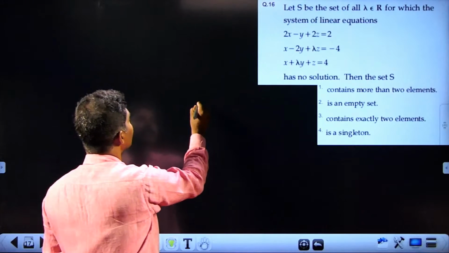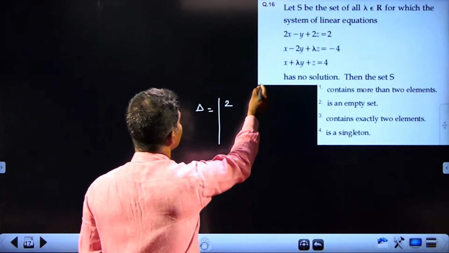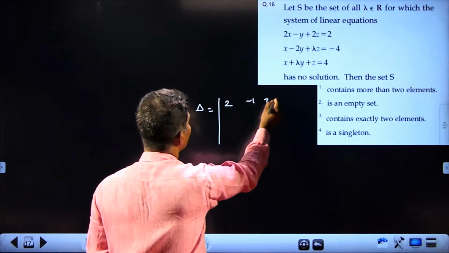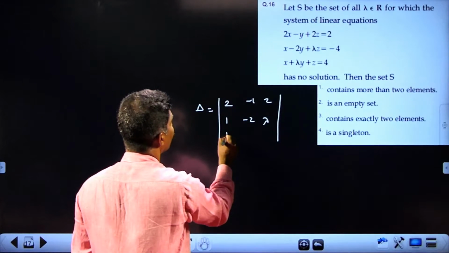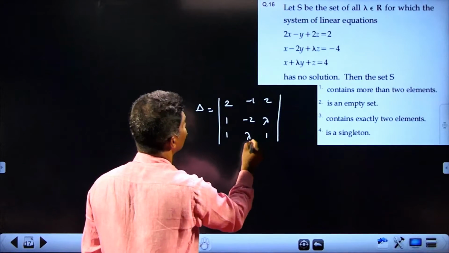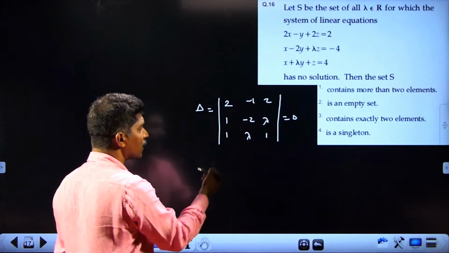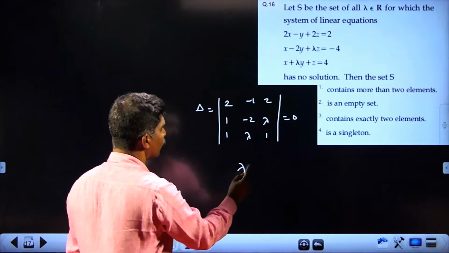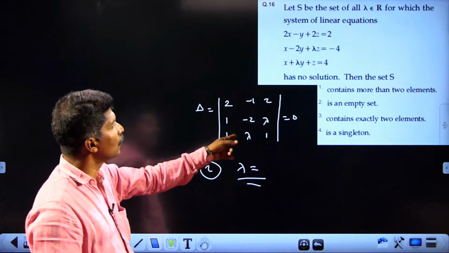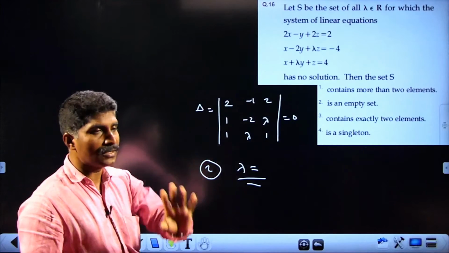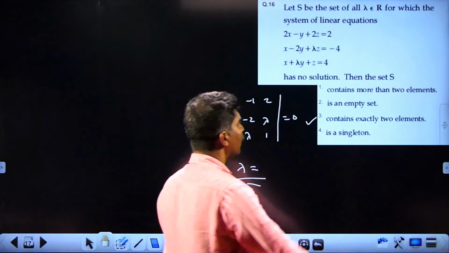So, here we will just consider delta. The coefficient determinant delta is [2, minus 1, 2; 1, minus 2 lambda, 1; lambda and 1]. Okay, that is equal to 0. Solving this, you will get a quadratic equation, and solving that quadratic equation, you will get 2 values of lambda. And using those 2 values of lambda, delta x, delta y, delta z, everything will be 0. Easily you can see that. So we can say that it contains exactly 2 elements.